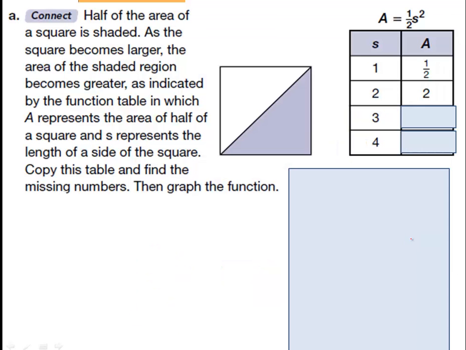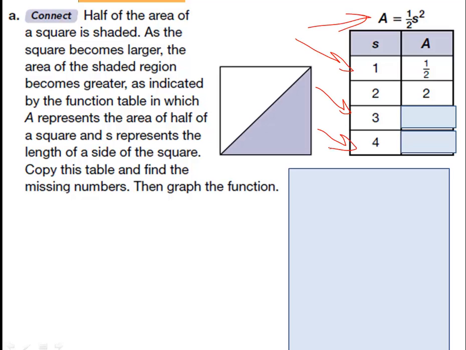All right, so let's look at this. Half of the area of a square is shaded. As the square becomes larger, the area of the shaded region becomes greater, as indicated by this table of area equals 1/2 s squared. So let's go ahead, and we're going to let you do this one now. Go ahead and plug these numbers in. So if we plug 1 in, 1 squared is 1, and 1/2 times 1 is 1/2. If we put the 2 in for s, then 2 times 2 is 4. 1/2 times 4 is 4/2, which becomes 2. So then do it for 3 and do it for 4.